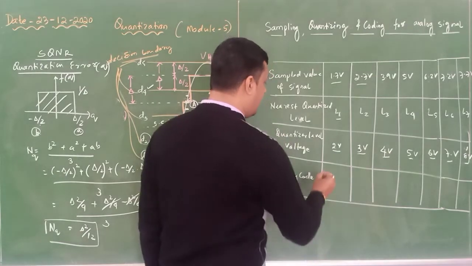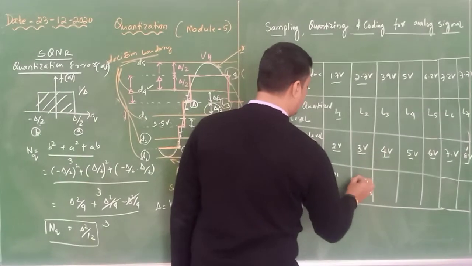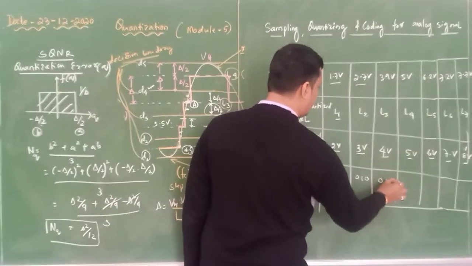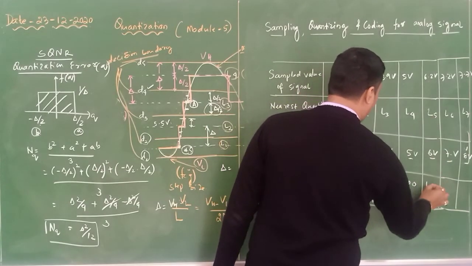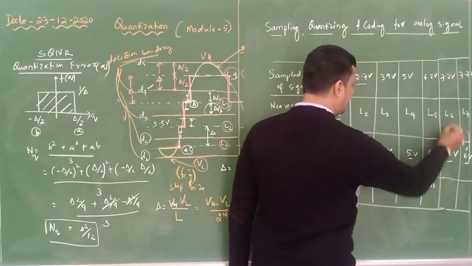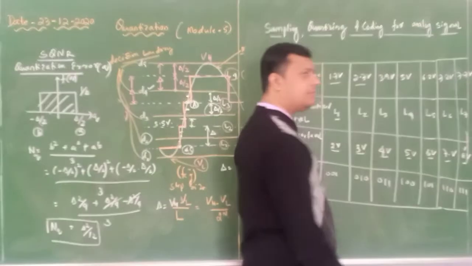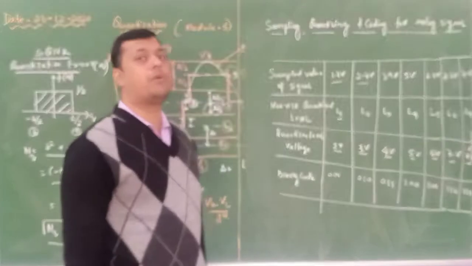So for level 1, I will write 0, 0, 1. For level 2, I will write 0, 1, 0. Level 3, 0, 1, 1. Level 4, 1, 0, 0. Level 5, 1, 0, 1. Level 6, 1, 1, 0. Level 7, 1, 1, 1. Simple. So this will identify the potential.